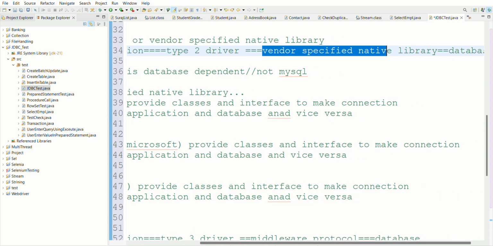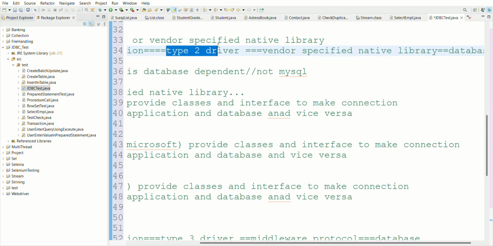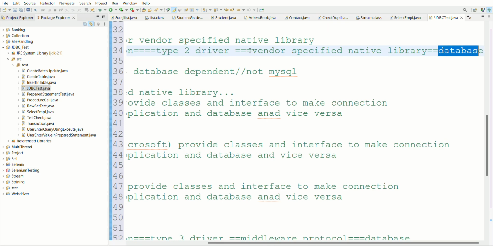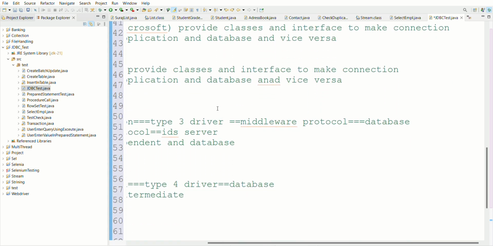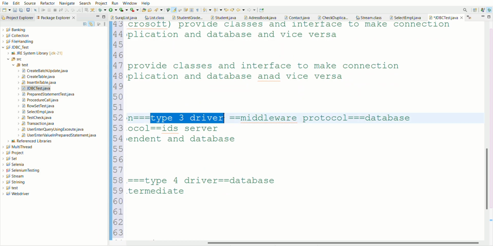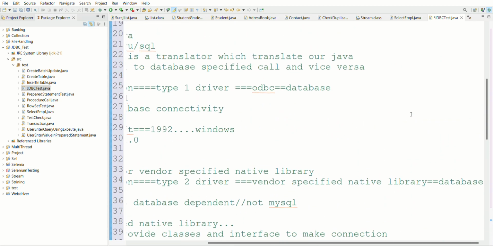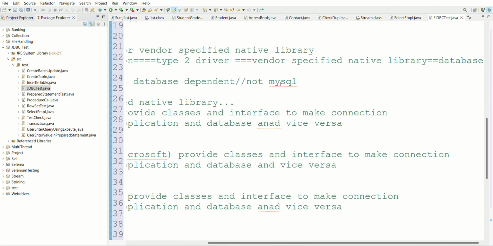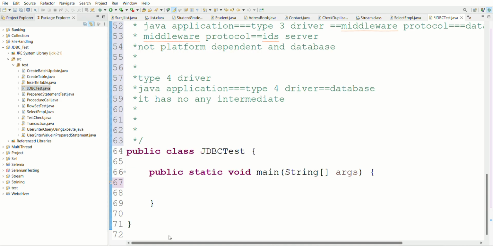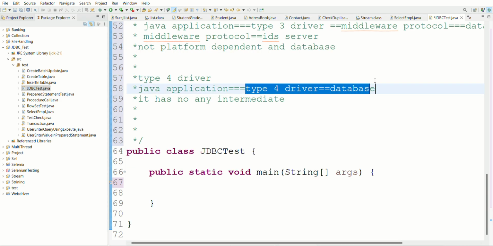Just see this here between the type 2 driver and database. Who was the intermediate? Vendor specified native libraries. For type 3, what is the intermediate? The middleware protocol between the driver and the database. In the first, ODBC is in the middle, but you can see there is no one in the middle. For the type 4 driver, there is no intermediate between type 4 and the database.